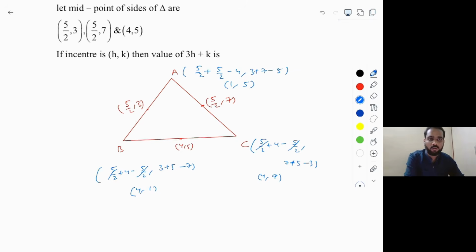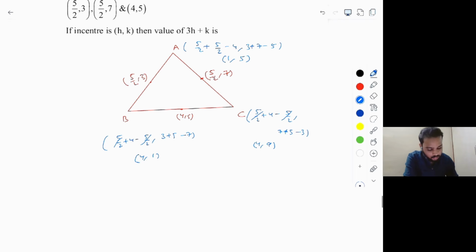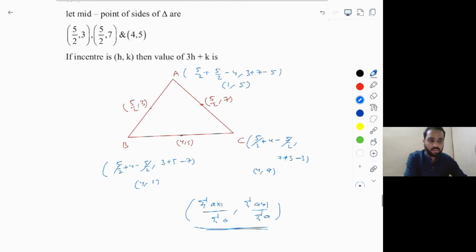Now you know very well what to do, because you have the vertices of the triangle, and we have the standard formula to find out the incenter of any triangle. I hope you know that. If you want, I can write down that sigma a x1 divided by sigma of a, comma, sigma of a y1 divided by sigma of a. This is your formula to find out the incenter, right? You can do the remaining solving part and then try to find out the answer. As a practice, you can try to do it.